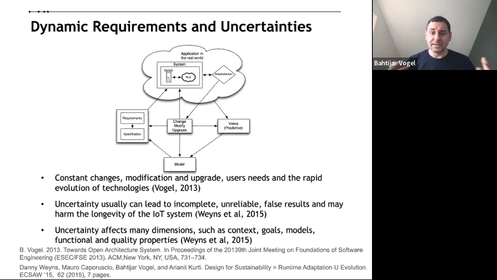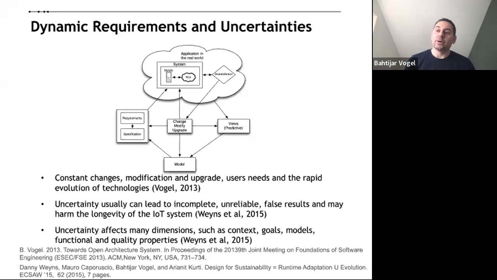And then there is a need to constantly change and modify the system to address the user needs, because there is a new thing. So how do you address it? But it's very complex from the software engineering perspective to address these changes in a rapid way. So there is a lot of uncertainty in these situations, and these uncertainties sometimes lead to incomplete or false results and may also harm the longevity of the IoT systems.